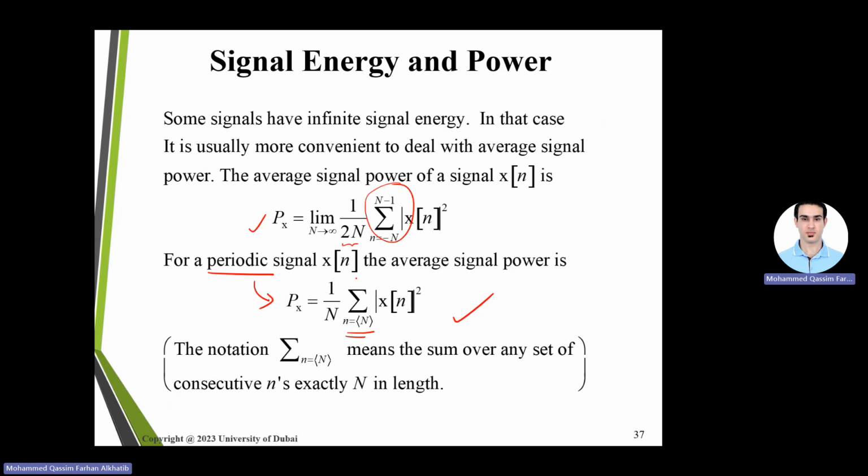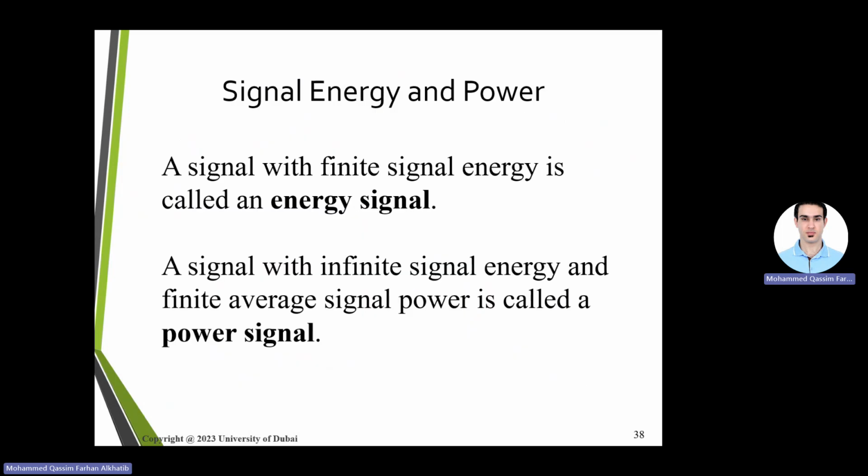For a periodic signal x of n, the average signal power is given, like that's a special case when you have a periodic signal or a periodic sequence x of n, the power will become this expression. The notation summation of n over N means that the sum is over any set of consecutive n's of exactly N length. So you're taking just a single period, not the whole sequence. A signal with finite energy, we call it an energy signal. A signal with infinite signal energy and finite power, we call it a power signal.